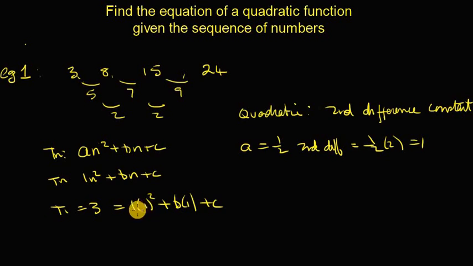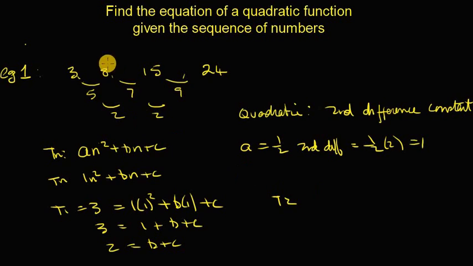In this case, the 1 is the n, you see. So the n squared is 1 squared, the n is 1. And so that means we're going to have 3 is equal to 1 plus b plus c, and that means that 2 is equal to b plus c. So we've got our first equation.